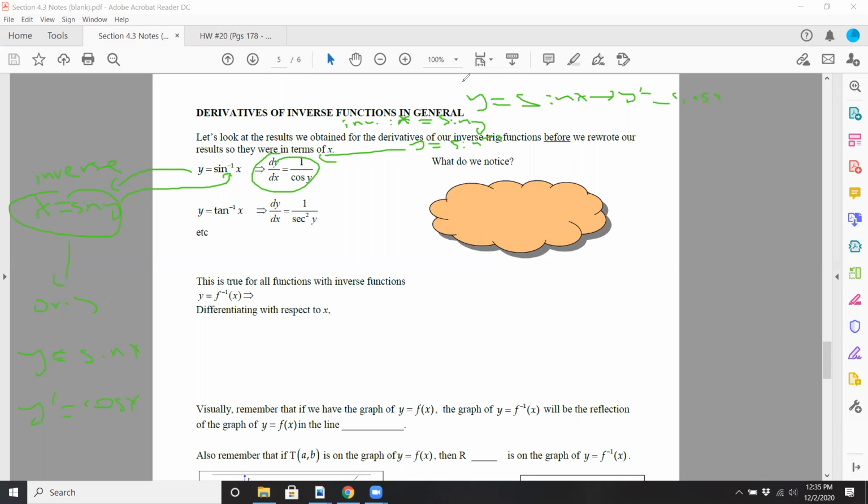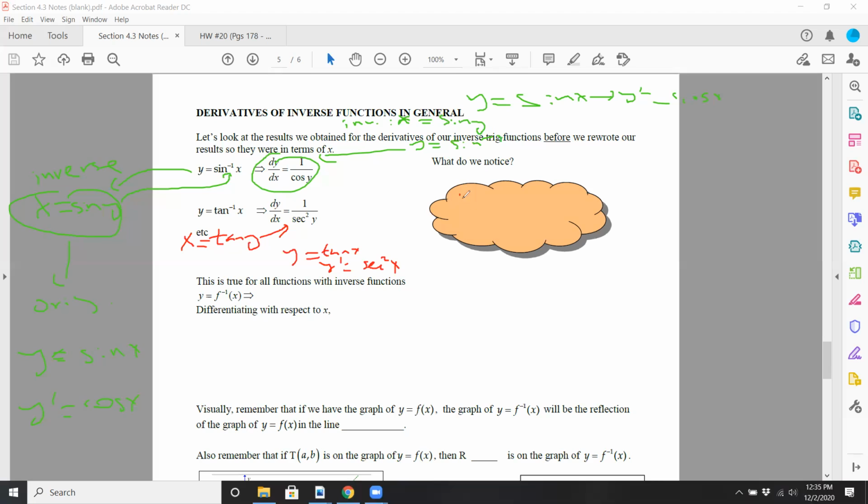Or let's look at tangent, right? So y equals inverse tan of x is the same thing as saying x equals tan y, and that is our derivative. If I had the original function y equals tan x, my derivative there is going to be secant squared x. So it looks like those are also reciprocals too.